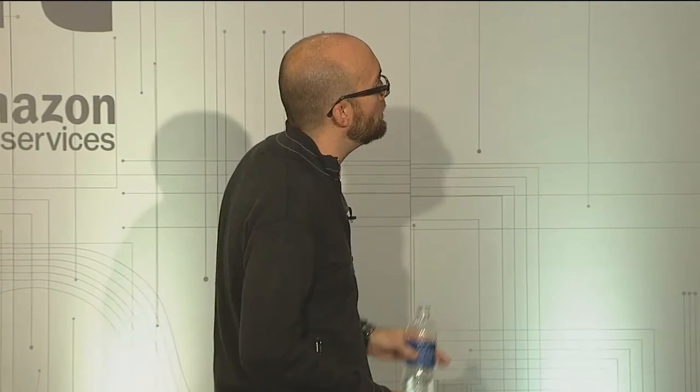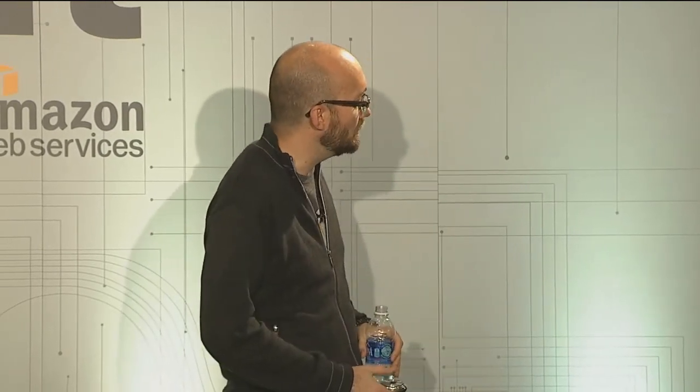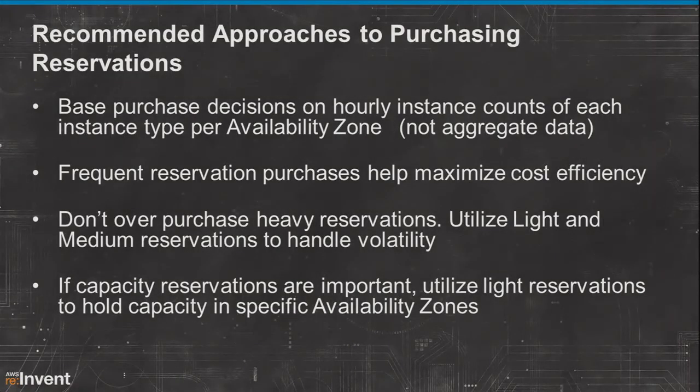Sure. Yeah. Don't over-purchase heavy reservations. Utilize light and medium to handle volatility in your usage. This is a really big deal. We talk to a lot of companies that say, I'm only buying heavies. And that's great, but you're not really going to get ROI on that if you're buying excess RIs for the low spots in your utilization level. And then finally, if capacity reservations are important to you, utilize light reservations to hold capacity in specific AZs. So treat it as an insurance policy.